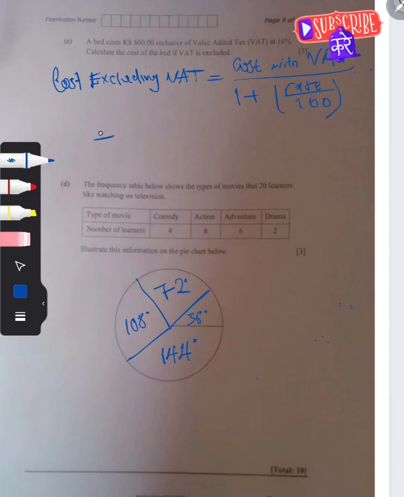So in this case, we have 8,600 divided by 1 plus the rate, which is 16%. So we write 16 over 100. If you compute this, you should get 8,600 divided by 1.16, which is approximately 7413.79.